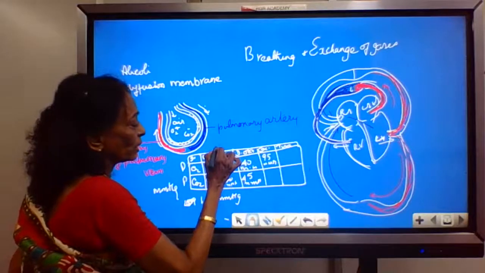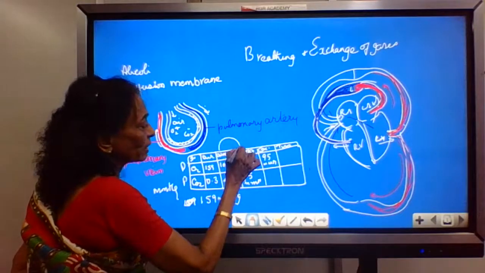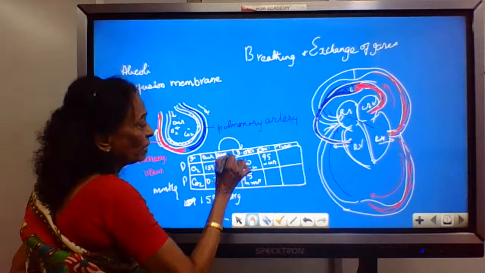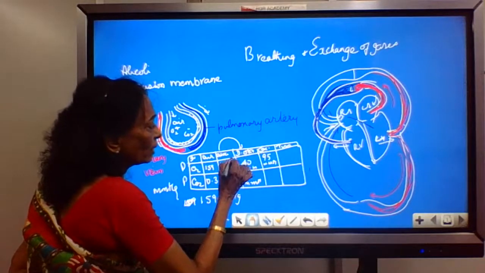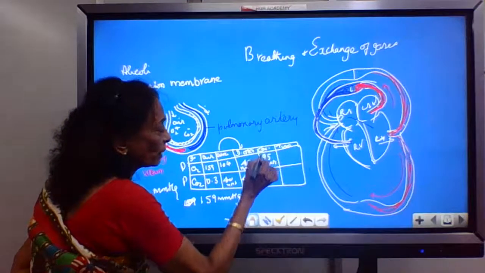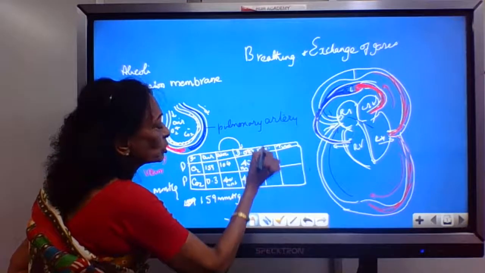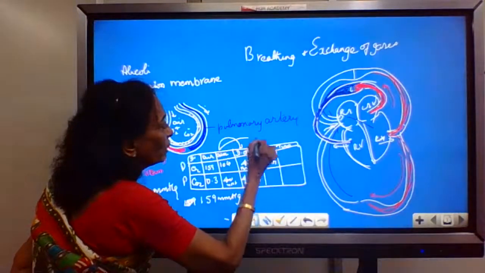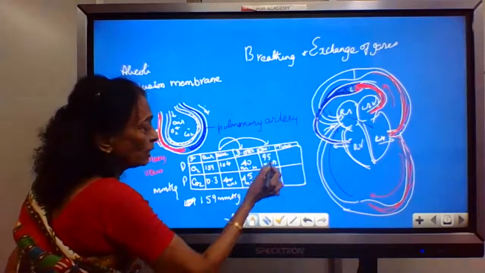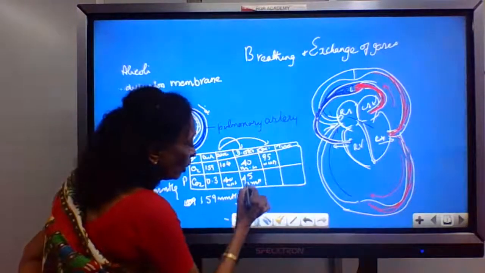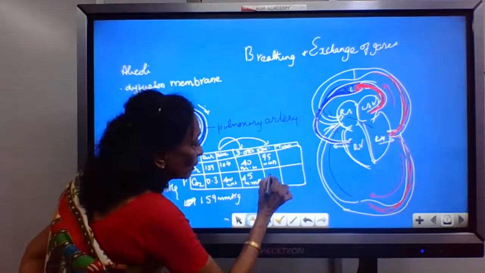You have to combine these two together: the exchange between the alveoli and the deoxygenated blood. As a result, what will happen? The blood gets purified. So the oxygen from here goes to the blood, and it becomes oxygenated blood. So oxygenated blood will have 95, and automatically the CO2 level will become 40.